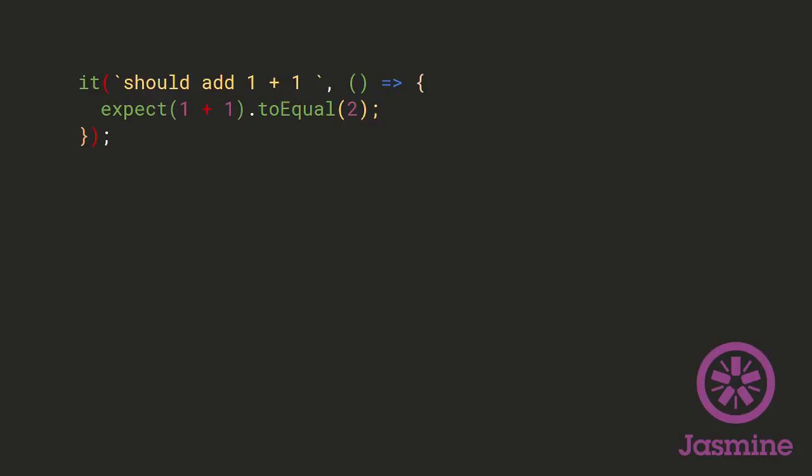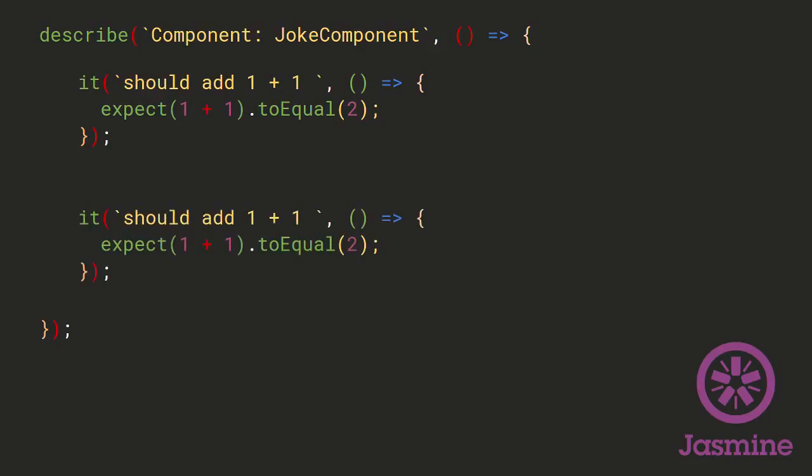So here we've got this test. It takes a string which describes the test. Here it's 'should add 1 + 1', and then it takes an anonymous function that has the block of code and your assertions. And here we can see this .toEqual, and there's a whole bunch of different matchers that Jasmine provides. We normally wrap these in a describe block, which describes a suite of tests. In here we could have multiple tests, but we could also have multiple describe blocks inside of this describe block. So you can nest everything however you want.